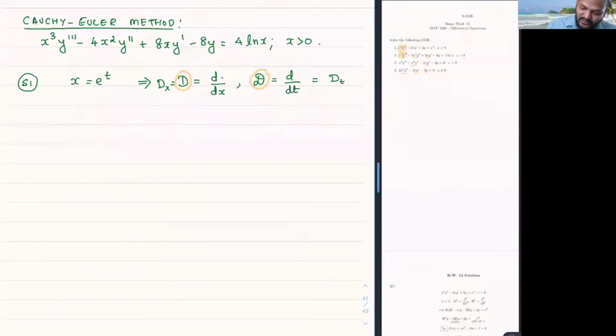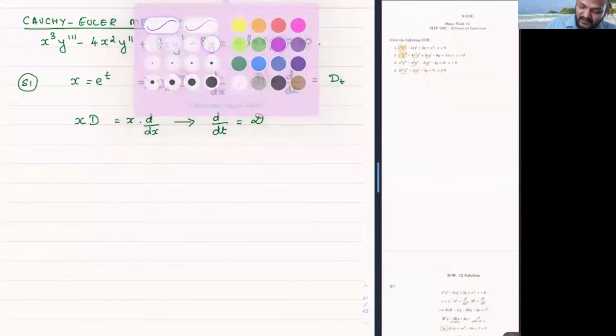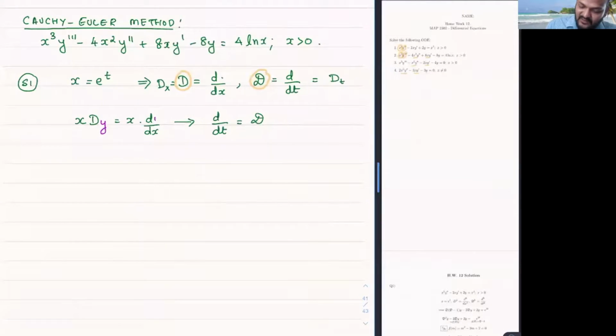So why am I doing this? Whenever I have x times the d as an operator, that is basically x times the derivative of a function with respect to x, it turns into simply d over dt, which is the script d. In other words, x dy, that is x times dy over dx, becomes dy over dt, right? And that becomes that.